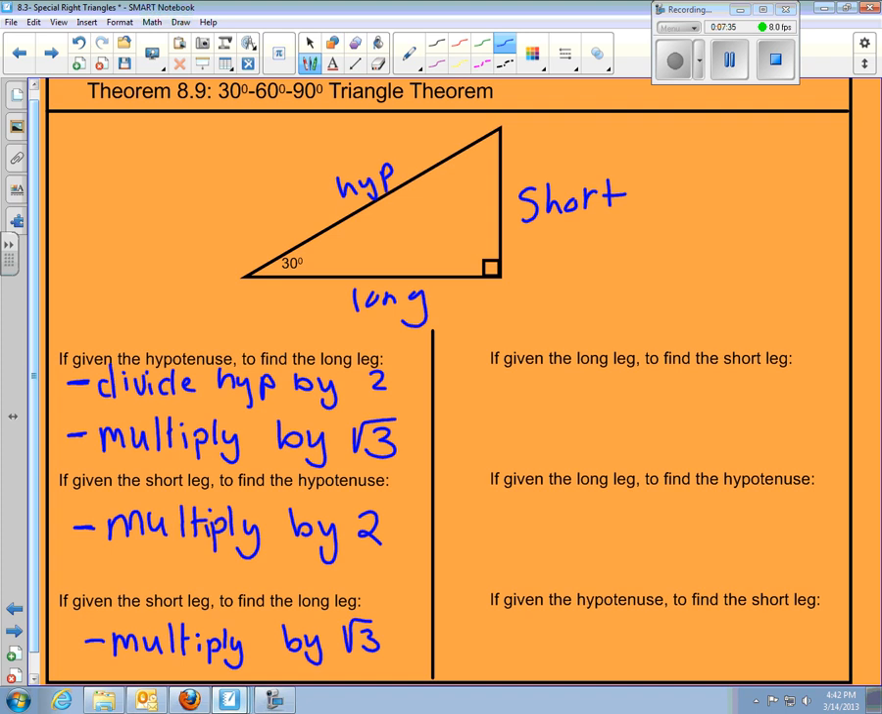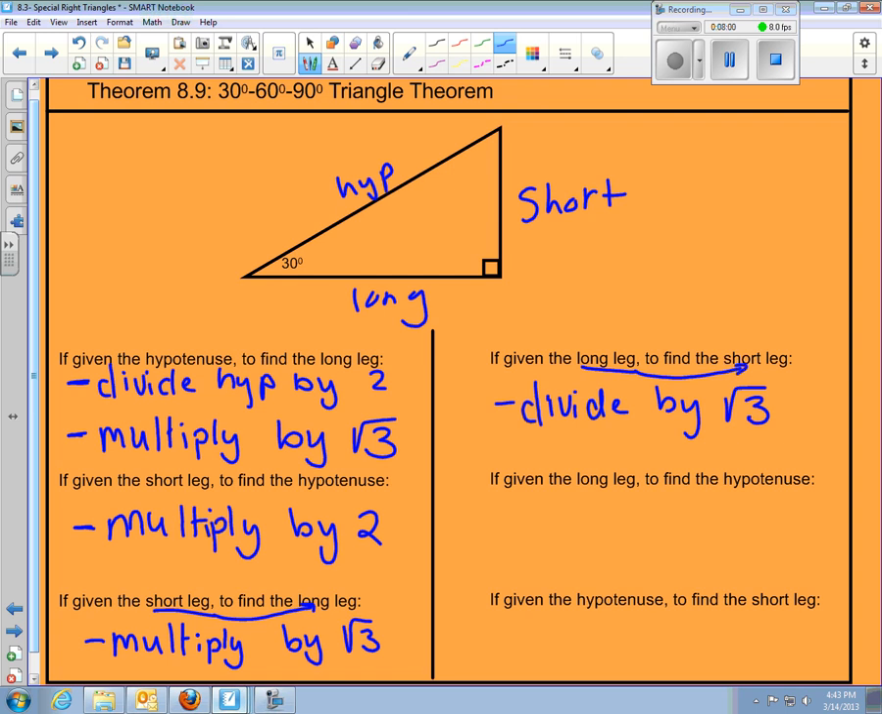All right, so now let's go up to this next one. Now we're going to work backwards. Here, if we're given the long leg, to find the short leg, we're going to do the opposite of what we were just doing. We're going to divide by square root of 3. Notice how here I'm going from the long leg to the short leg. And here I was going from the short leg to the long leg. And we just did the opposite.